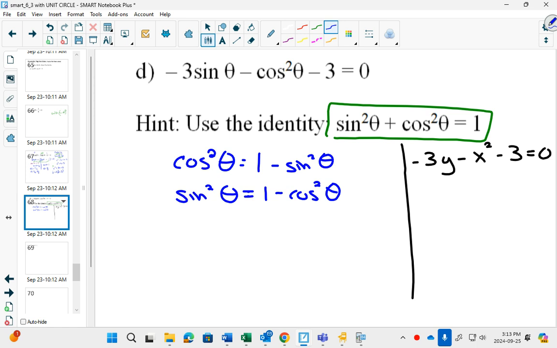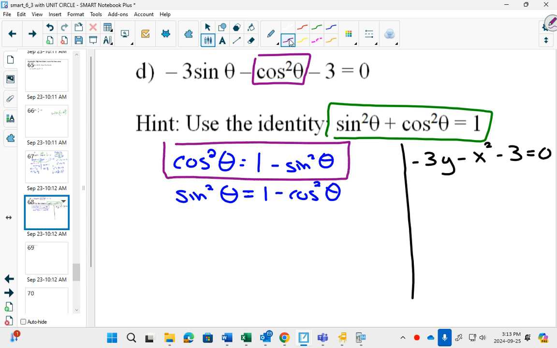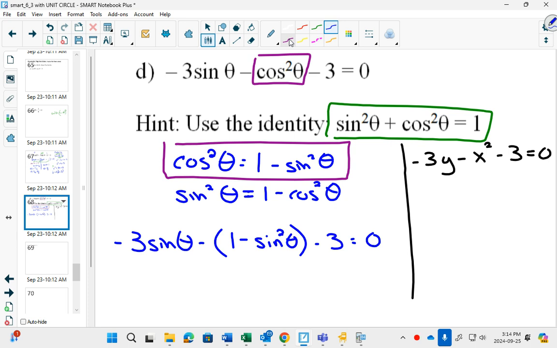And here, I want to replace this. So I will use this equation, and this is how it will look. I'll rewrite the equation. I've got negative 3 sine theta. I'm going to put minus, then I'm going to put a set of brackets, and I'm going to write minus 3 equals 0. So the only thing I did was, instead of the purple box, I just left it out. And I can write, instead of cos squared theta, I can substitute in 1 minus sine squared theta.